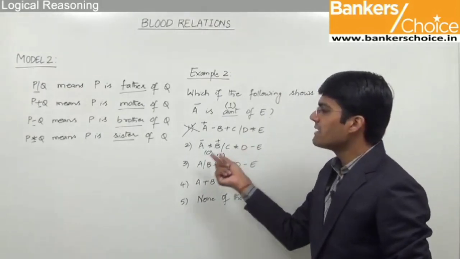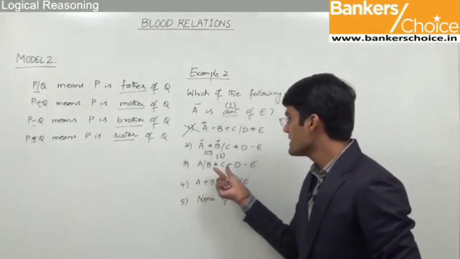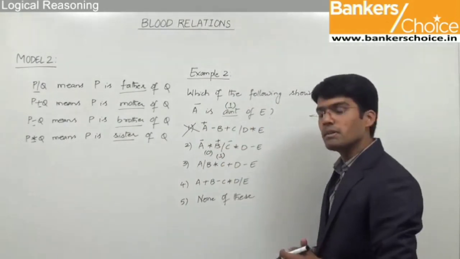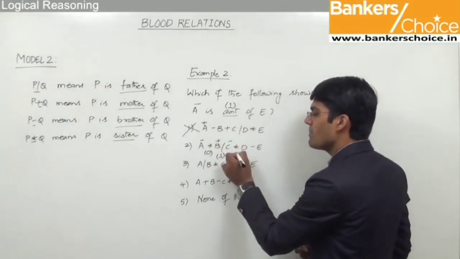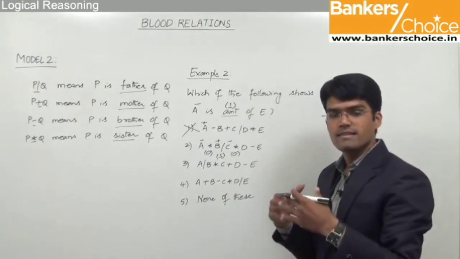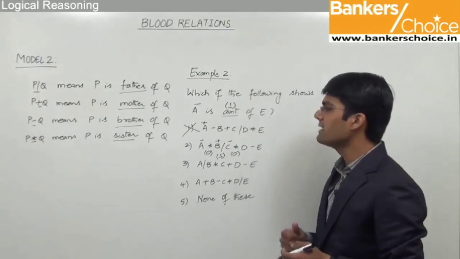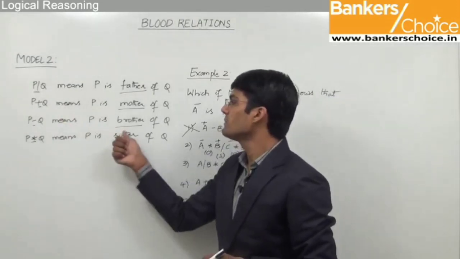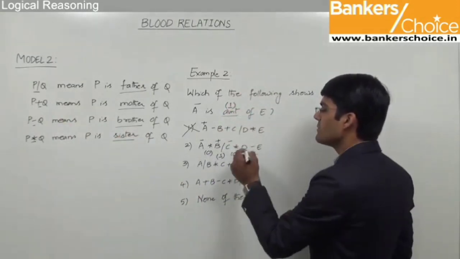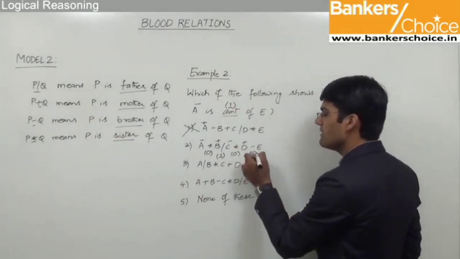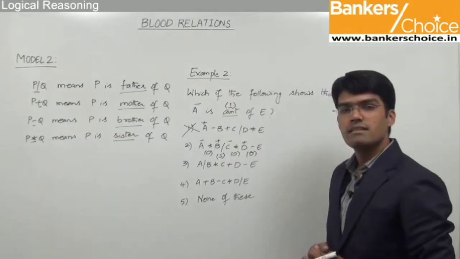Again C star D. Star means sister. So we can say that C is the sister of D. So C is a female person and the generation gap between C and D is 0, since they are in the same generation. And the last part here is D minus E. Minus means brother. So we can say that D is the brother of E, which shows D is a male person and the generation gap between these 2 persons is again 0.